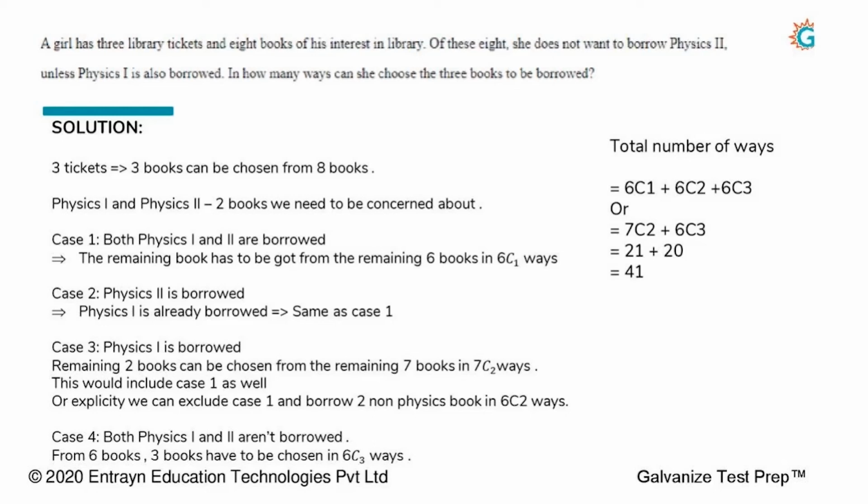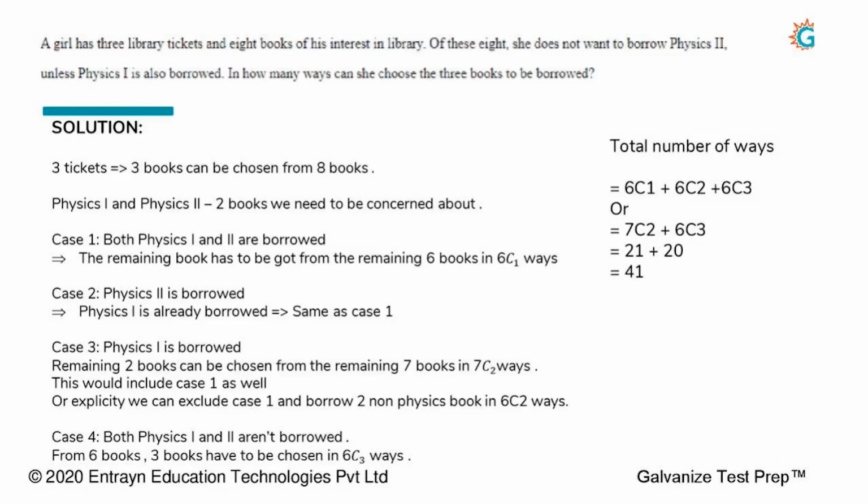Got it? Case 3, you assume that Physics 1 is borrowed and the second book can be Physics 2 or it cannot be Physics 2. I have 2 cases under case 3 itself. Case 3, I'm going to split it in 2 parts. Physics 1 is borrowed, and out of the remaining 2, I could have Physics 2 or I need not have Physics 2. Including everything, I will have remaining 7 books. I have to choose the remaining 2 books in 7C2 ways. These 2 books can have Physics 2 or may not have Physics 2. Clear? Clear till this?